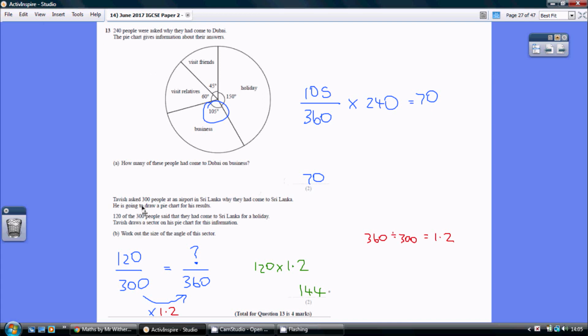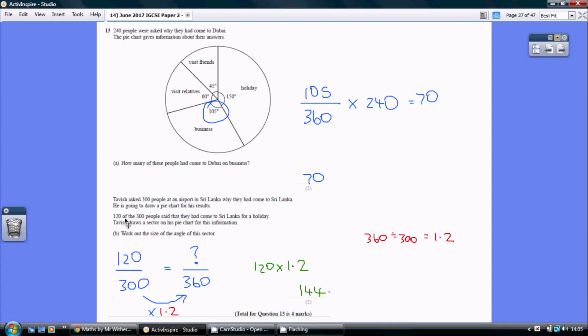Now we're being told that Tavish asked 300 people at an airport why they had come to Sri Lanka. 120 of the 300 said it was because they're on holiday. What angle would this be? Okay. So it's 120 people out of 300 came to Sri Lanka for holiday. Now for degrees, we've got to decide how many degrees out of a total of 360 degrees. So really this is the ratio, the proportion we're looking for.